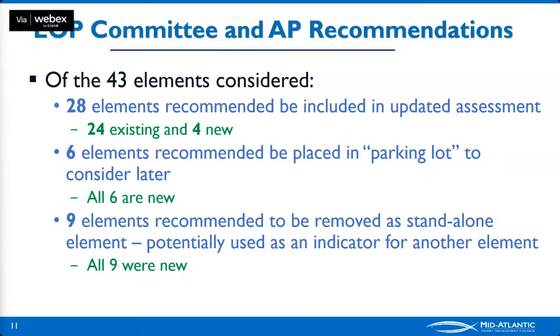And just to point out, all 24 of our existing risk elements, they are recommending stay within the new risk assessment. But that doesn't mean only 7 of those 24 risk elements are remaining unchanged. The committee and AP are recommending 17 of our existing risk elements are actually going to have some sort of change. We're either changing the definition, changing the indicators that we're going to be using, changing the risk criteria, or some combination of all of those. So even though we're keeping all of the existing risk elements, we're making changes to many of the existing risk elements that we currently have.